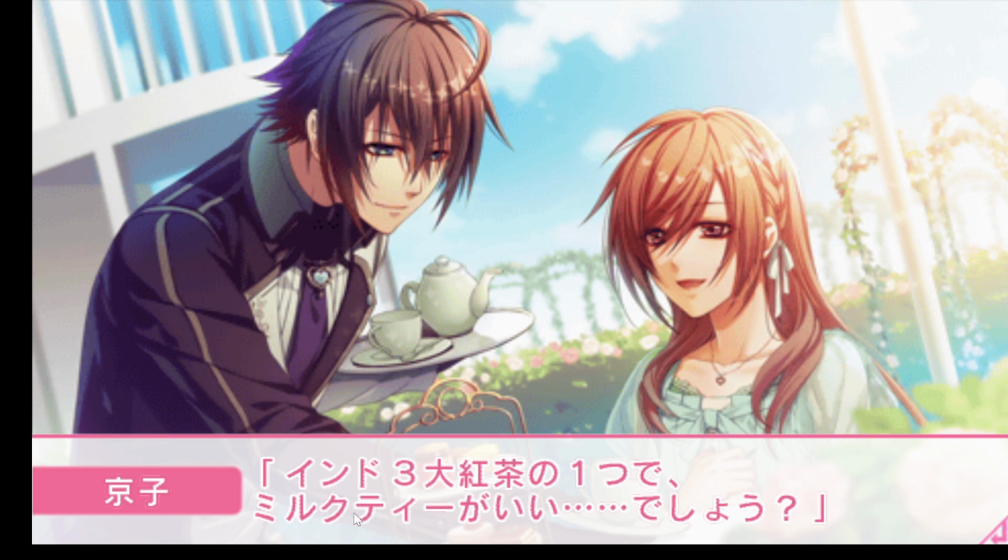Miruku. What is this? Milk and then te, tea, and there's a small e. So it's just milk tea, spoken in English suddenly. Miruku tea ga ii desho? Desho is basically okay. So milk tea, and this one of the three great teas is good. I thought so.